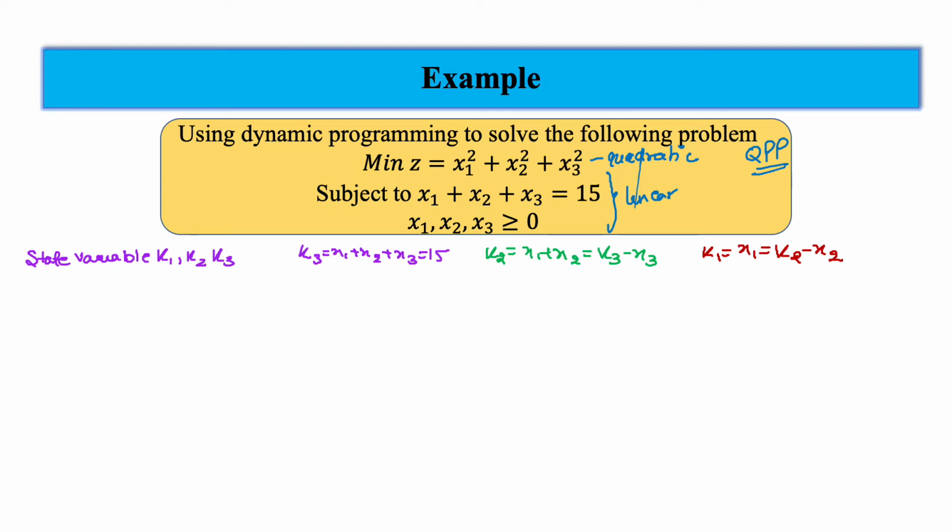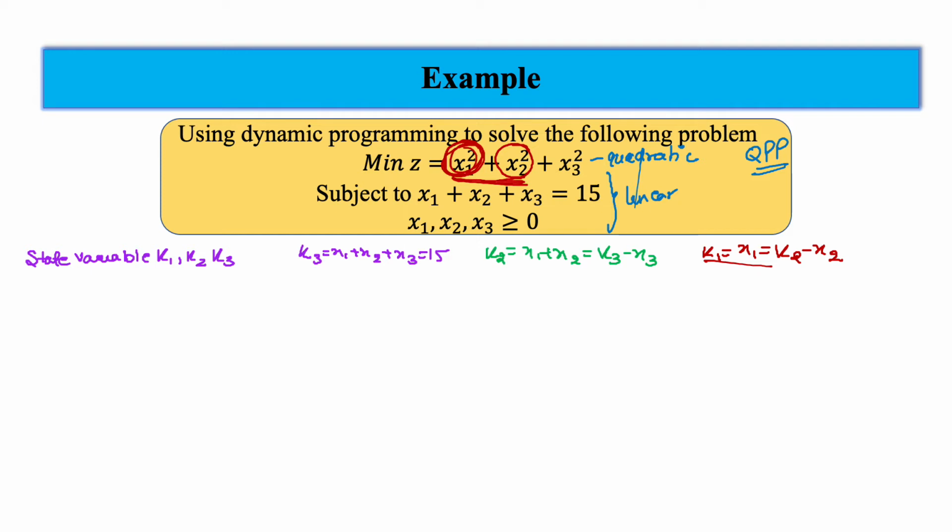Basically what we do, we first take the objective function x1 square subjected to k1 equals to x1. Then in stage 2 we take objective function x2 square plus whatever we obtained from previous stage. And in stage 3 we will have x3 square and whatever we were having from previous stage. So we will start from stage 1.